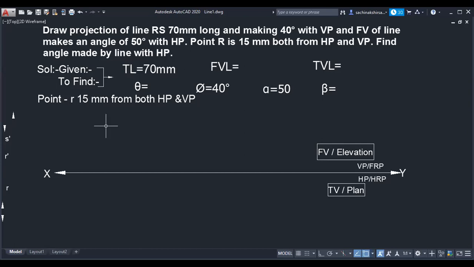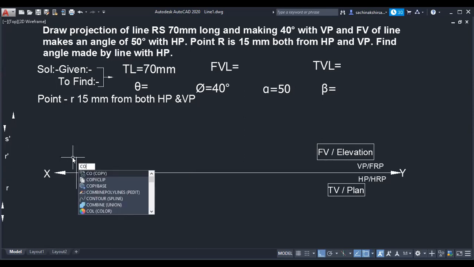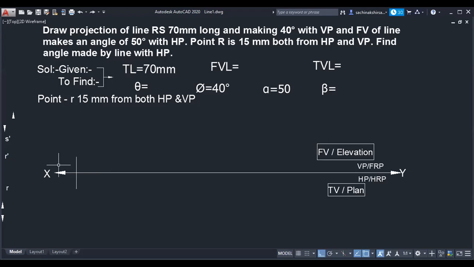So here I will take maybe something like this. 15 mm I have to take from here, and on this side 15 mm. So this will be which point? R dash. Line RR dash is given, so this will be my R dash point.